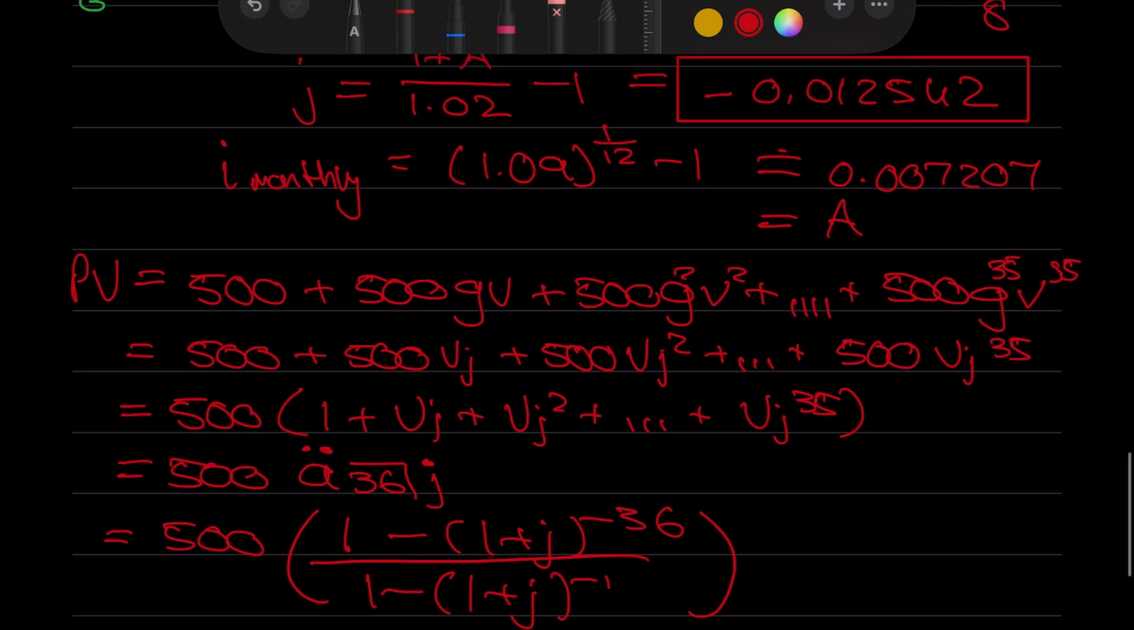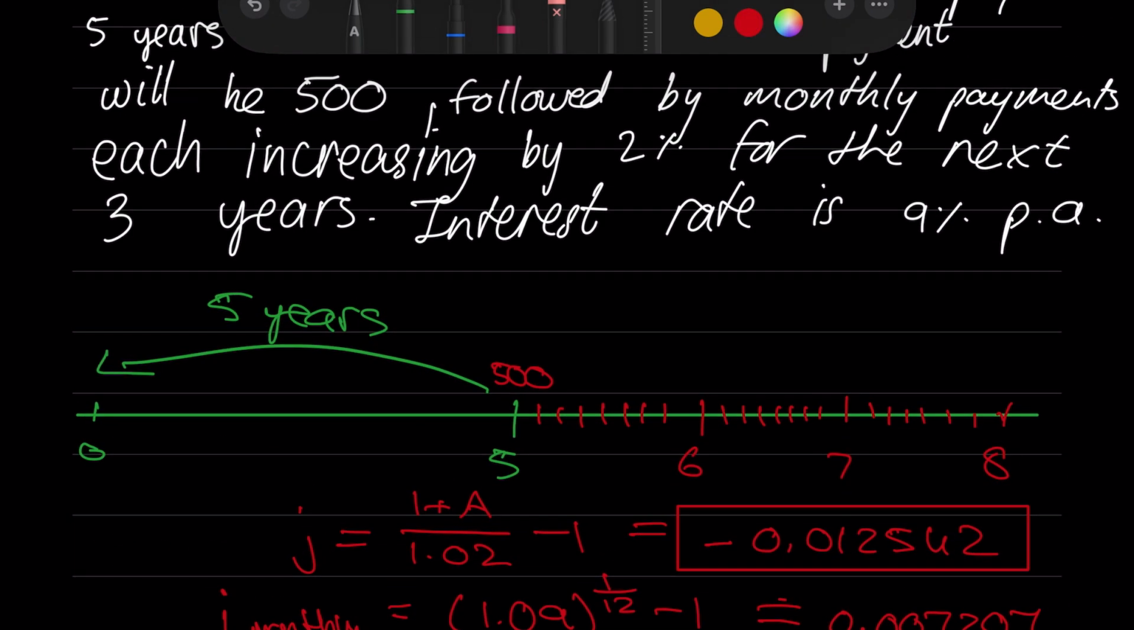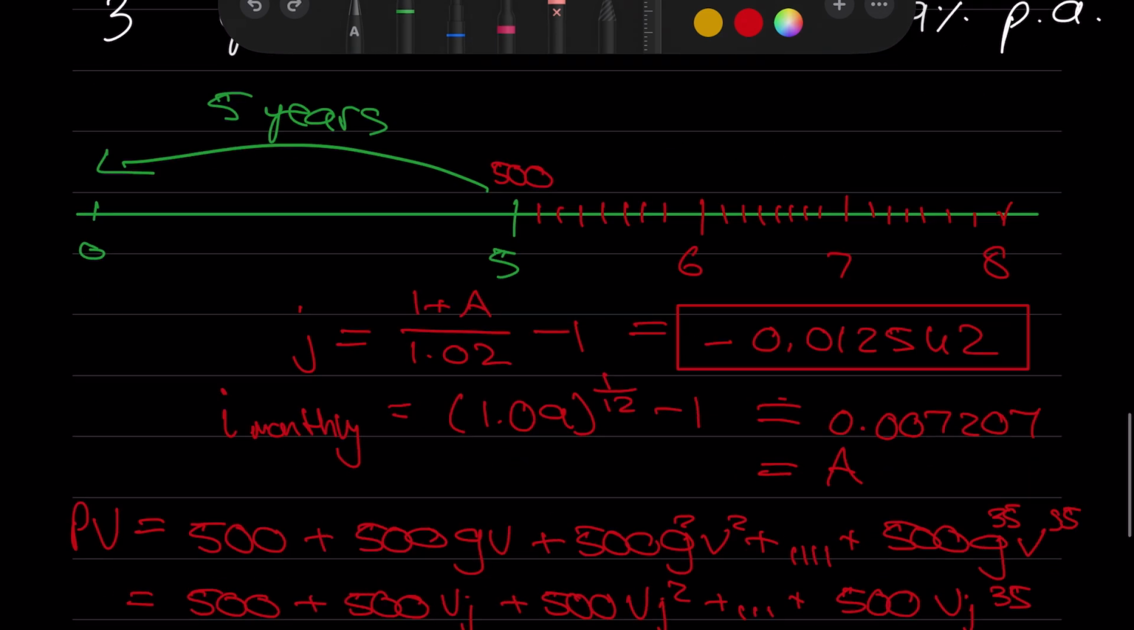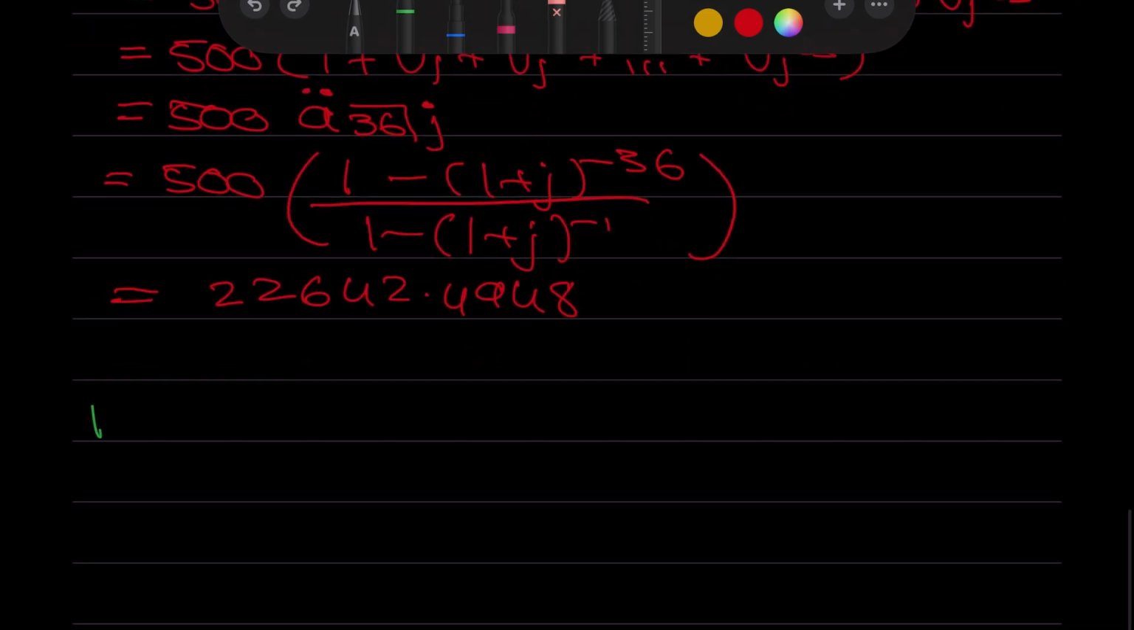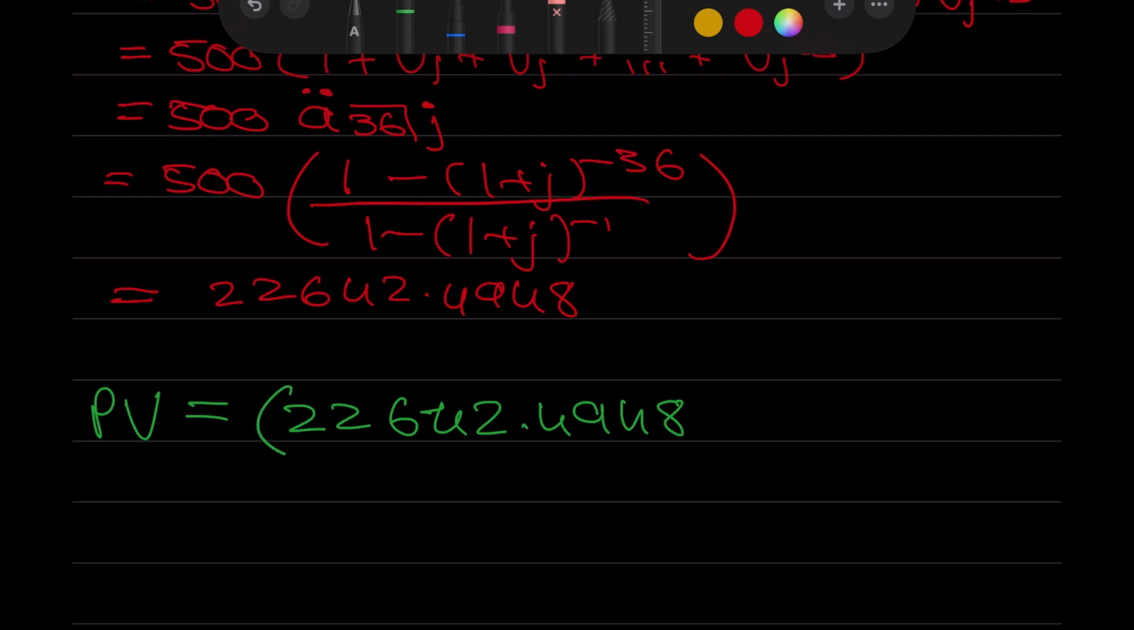Cool, but this is not our answer. We've still got some magic to do. We have to just present value this by another 5 years. So how are we going to do that? What we're going to do is present value, that's just the answer we got just now. And now we're just going to discount it by 5 years. So it's going to be 1.09 to the negative 5.